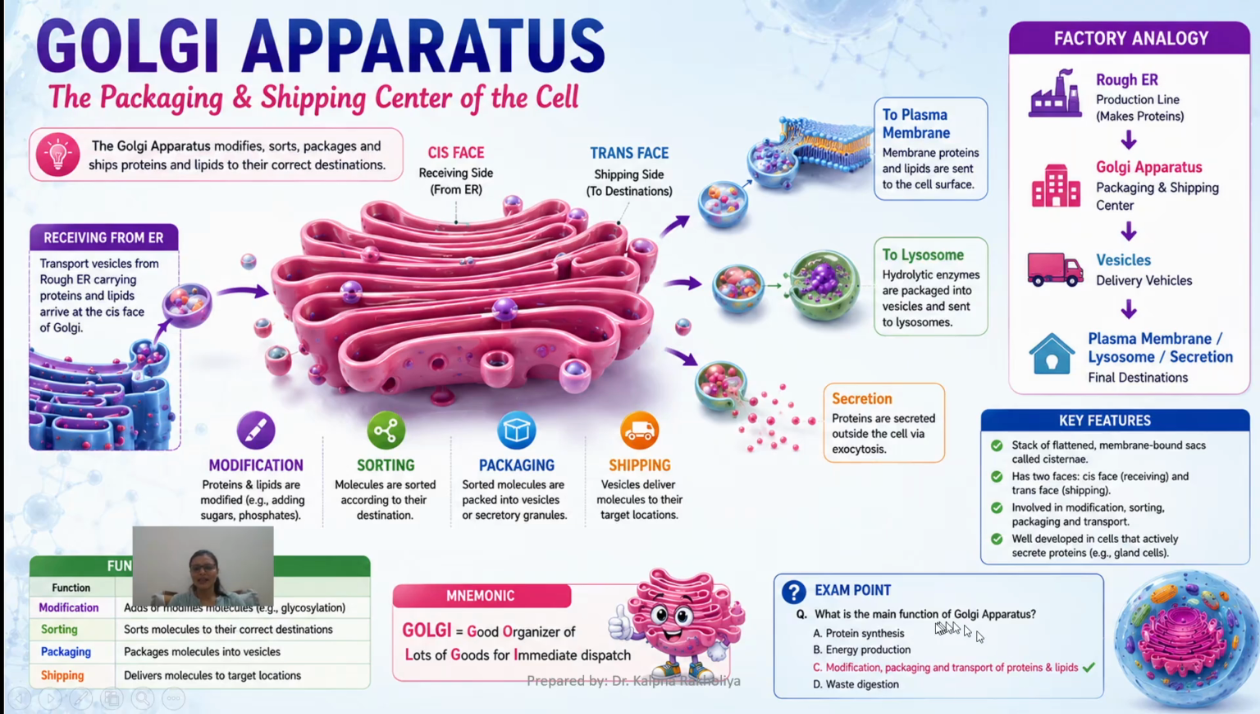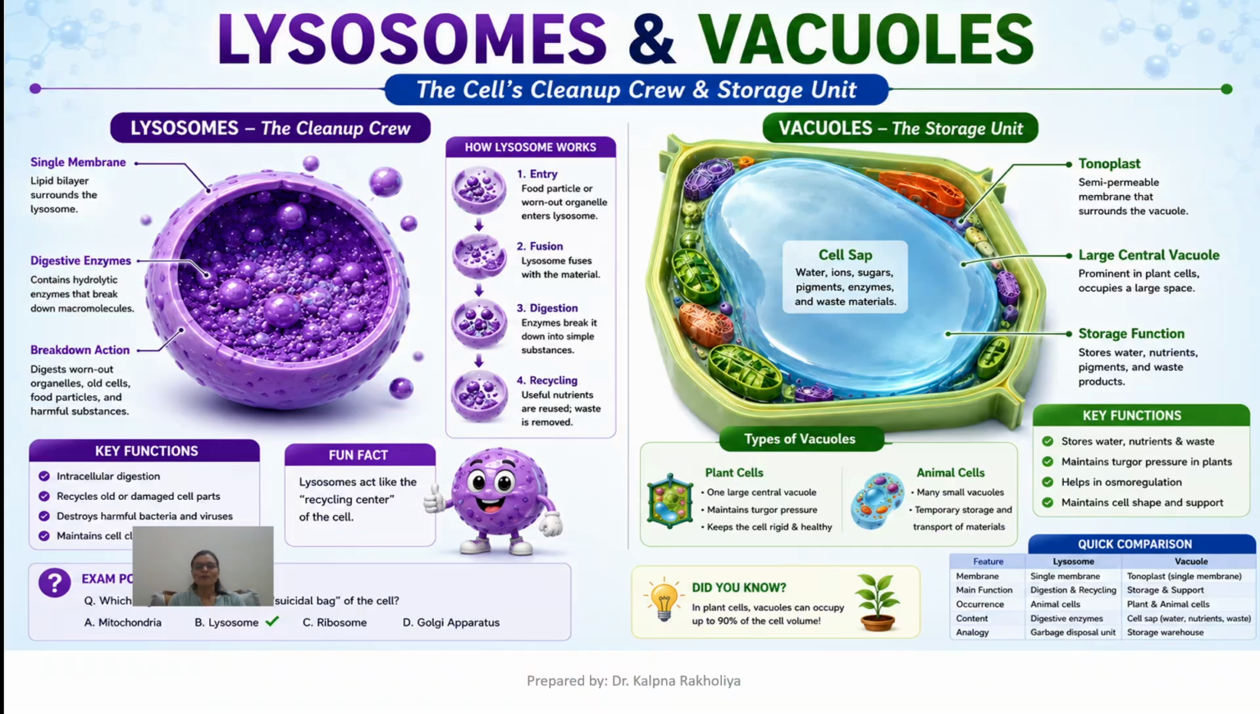So we can say that, from the exam point of view, what is the main function of the Golgi apparatus? The answer is modification, packaging, and transport of proteins as well as lipids. So move to the lysosome and vacuoles. This is the image of the lysosome. On the left side, it is the lysosome.